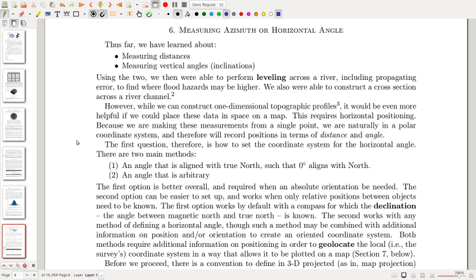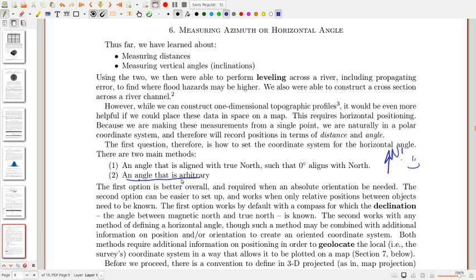And so how do we do this? How do we set the coordinate system? And there are a couple of main methods. So we can set it based on an angle that's aligned with true north, right, such that 0 degrees in our instrument just aligns with true north. We know exactly where north is. Great, we're happy. But that's not always possible. And so oftentimes we'll go instead with an angle that's arbitrary. And so we'll just pick, like, we're just going to call this 0 degrees. We're going to go with it. And we'll just figure it out from there.